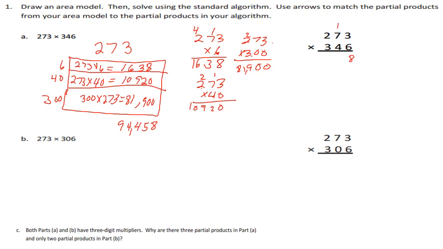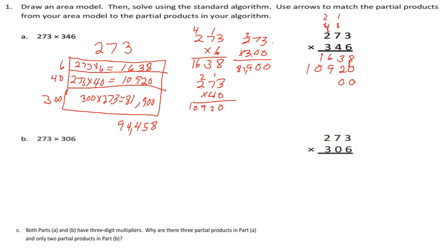6 times 3 is 18, carry our 1. 6 times 7 is 42, and 1 is 43, carry our 4. 6 times 2 is 12, and 4 is 16. So that partial product was the same. On the second one, now we're doing 40, so I'm going to put a 0 here, just like we did in a partial product. Now 4 times 3 is 12. We're going to carry a 1. 4 times 7 is 28, and 1 is 29. Carry our 2. 4 times 2 is 8, and 2 is 10. So this one came out as 10,920, which is the same partial product.